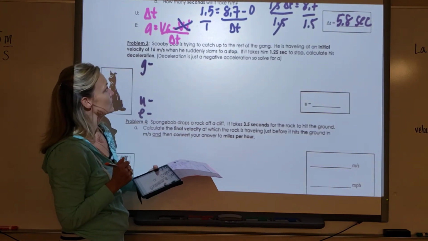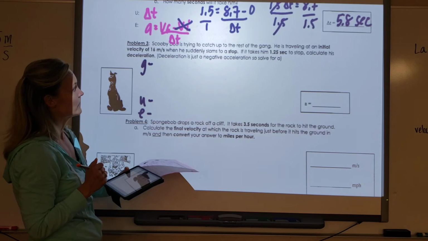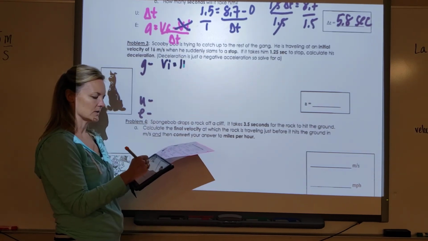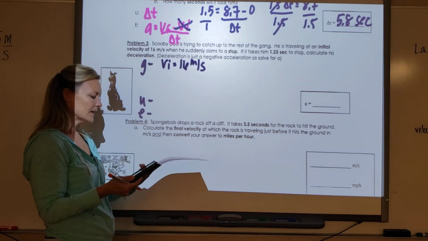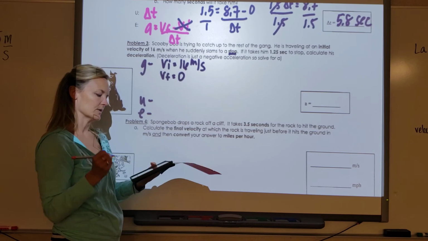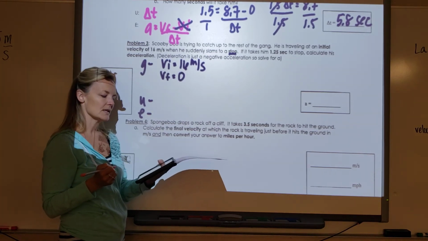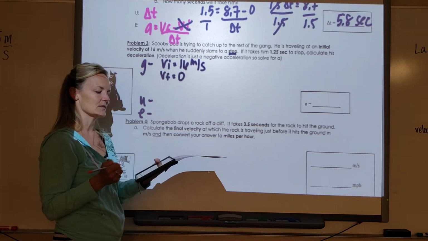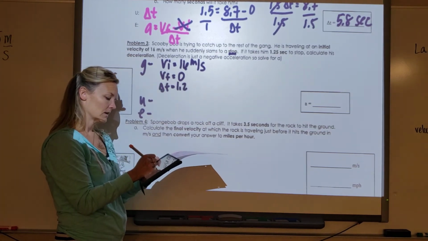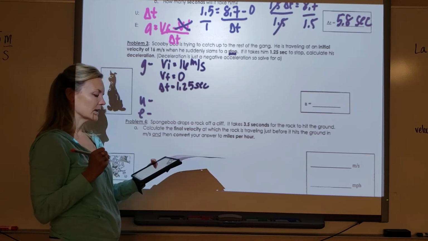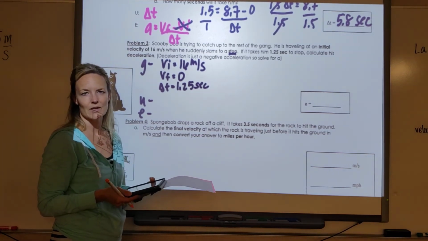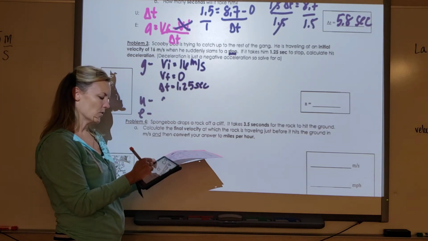Problem 3, Scooby-Doo is trying to catch up to the rest of the gang. He's traveling at an initial velocity of 16. My VI is equal to 16. He suddenly slams to a stop, which means my VF is equal to 0. If it takes him 1.25 seconds to stop, that's a time, delta T. Calculate his deceleration, which is just acceleration that comes out with a negative number. So my unknown is A.